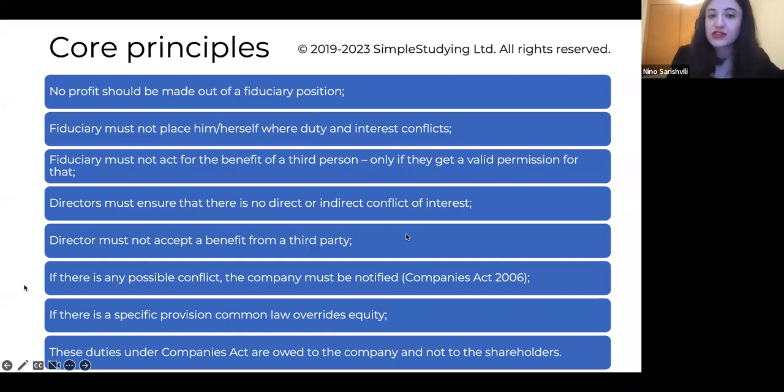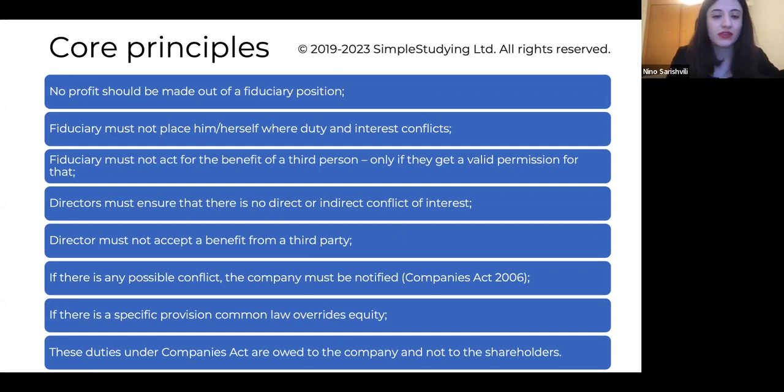Directors must ensure that there is no direct or indirect conflict of interests. Company directors must ensure that they always act in the best interest of the company. A director must not accept a benefit from a third party. If there is any possible conflict, the company must be notified.